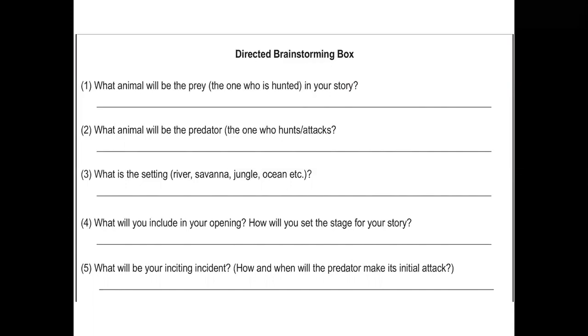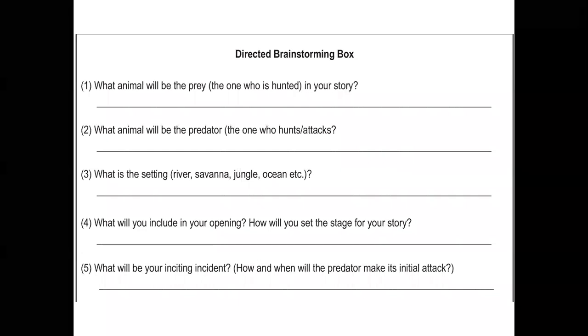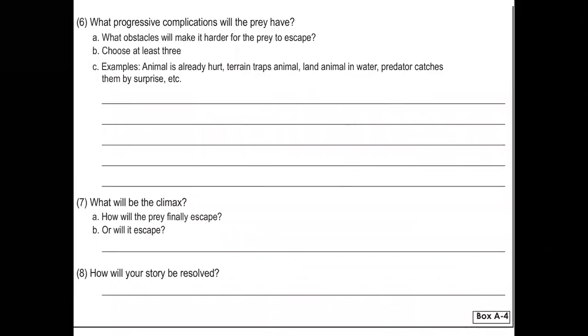So what animal will be the prey, the one who is hunted? What animal will be the predator, the one who attacks and hunts? What is the setting? River, savanna, jungle, ocean. What will you include in your opening? What will be your inciting incident? How and when will the predator make its initial attack? Again, I've already taught that, right? I use a sample to teach all of that.